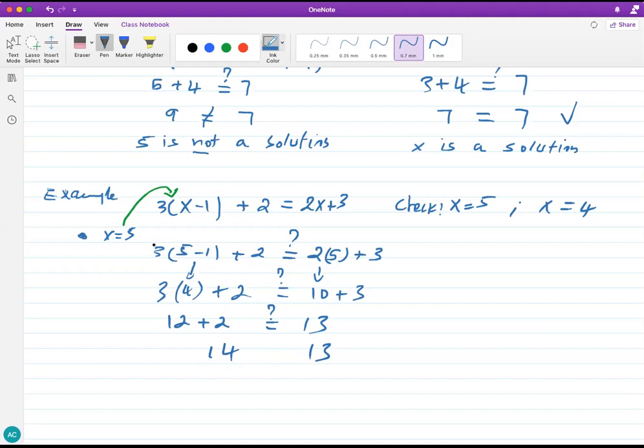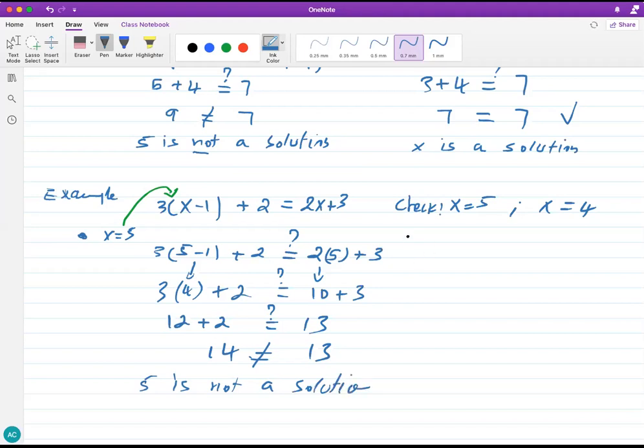What do you conclude now after this? It's not a solution. Exactly, not a solution, because it may look close, but it has to be exactly the same. So this is not an equality. This is an inequality. So let's say 5 is not a solution.